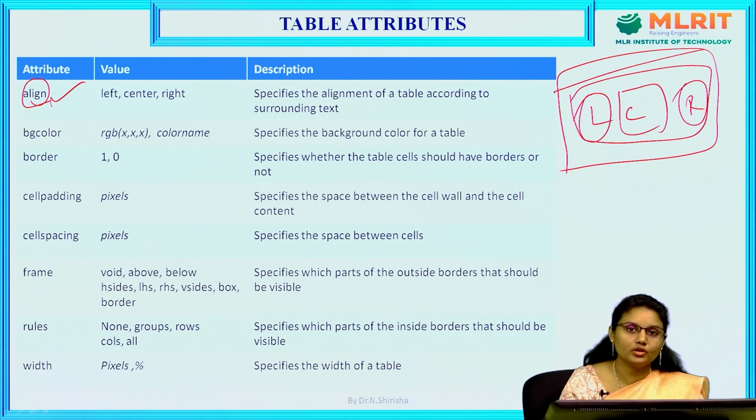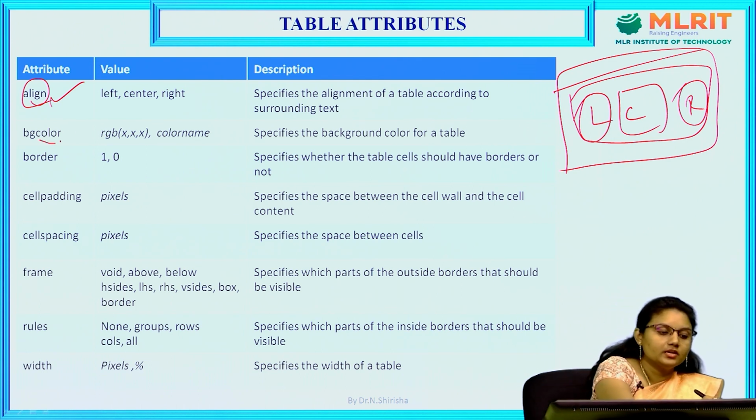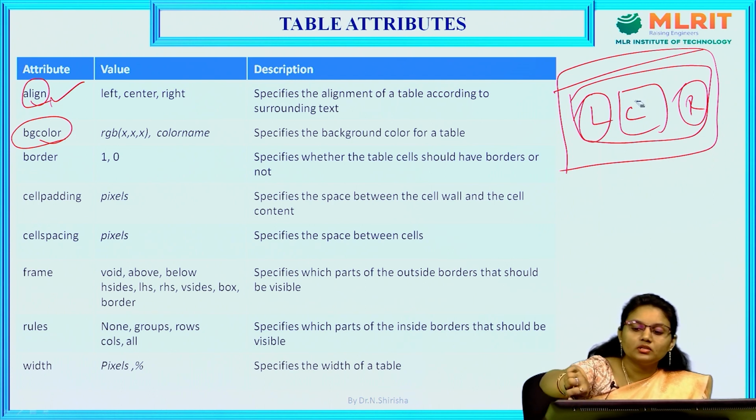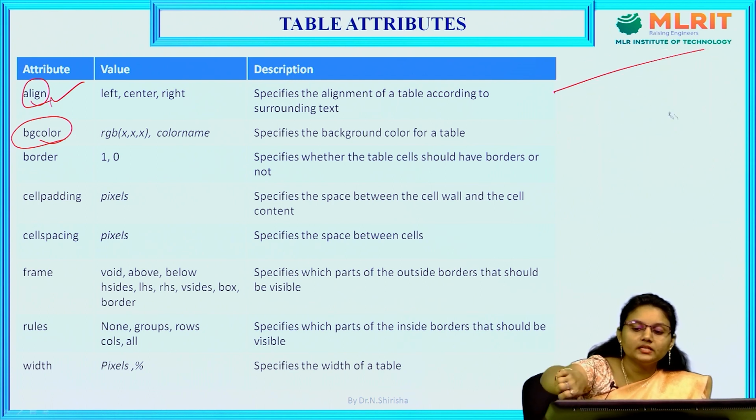Whatever the text you wanted to define, whether you wanted to place it at the center or left or towards the right, that is the alignment. And BG color. BG color is nothing but the background color. We are not talking about the background color of a complete thing.